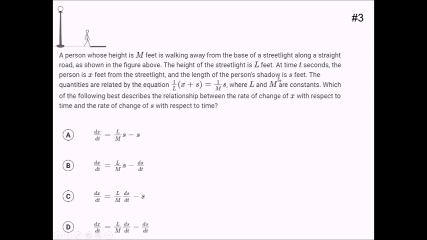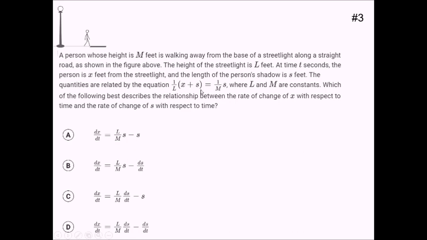Now, sometimes they would ask you to actually set up an equation that related all this stuff, but in this problem they gave you the equation. 1 over L times x plus s equals 1 over m times s. So what all they want us to do is figure out the relationship between the rate of change of x, which is how far you are away from the streetlight, and the rate of change of s, which is how long your shadow is.